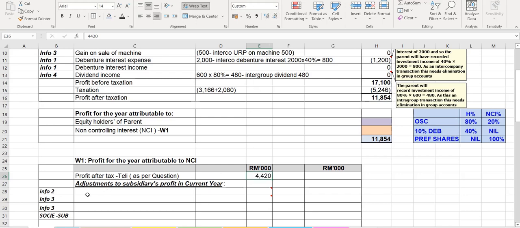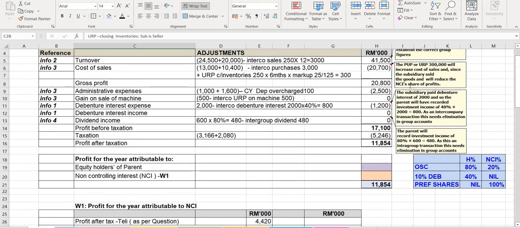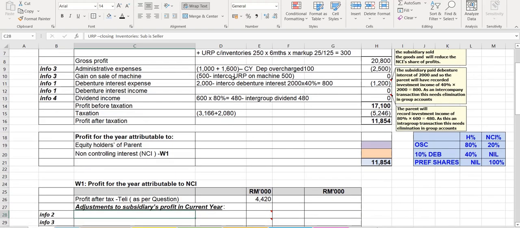Okay, fine. Then you need to do adjustment. So the adjustment that you need to do here is adjustment to subsidiary profit in the current year. Let us look at the first adjustment. So we're now going to do the adjustment that relates to the non-controlling interest, which is the first one, on the unrealized profit for the inventory.